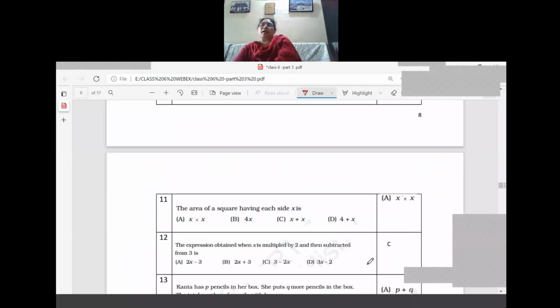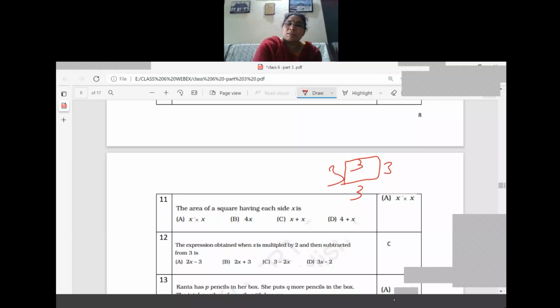Now, area of the square having each side x. You learned the formula itself in the lower classes. What is the area of the square? Side squared, we have learned, right? When a square is given and the side length is 3, how will the area be calculated? 3 into 3 only. But when we have a variable, instead of 3 this time it is x. So what will happen? x into x, right? So x into x should be written for the area of the square. So what is the option here? Here the option is A only.